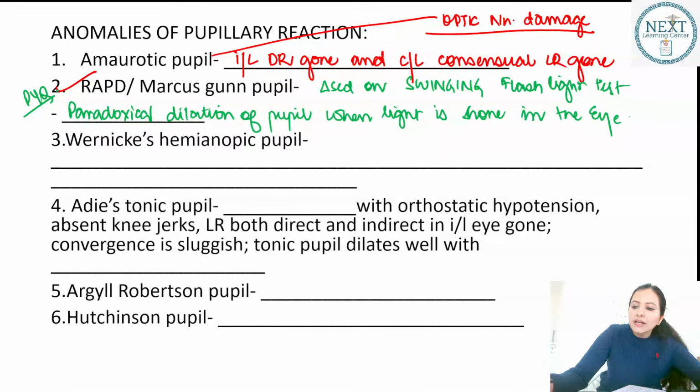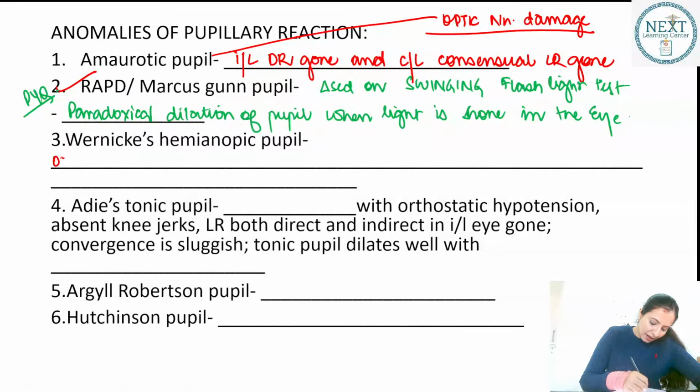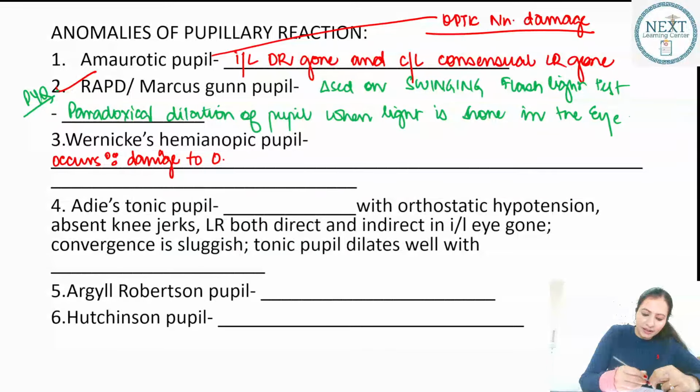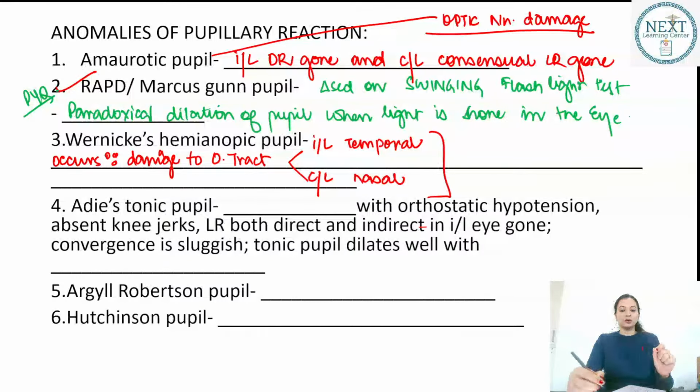Another is your Wernicke hemianopic pupil. Now Wernicke hemianopic pupil occurs because of damage to the optic tract. Now what happens in optic tract? Optic tract carries the fibers of ipsilateral temporal and contralateral nasal retina, right? So in Wernicke hemianopic pupil, whenever you shine light on either ipsilateral temporal or contralateral nasal retina, there will be no pupillary constriction.